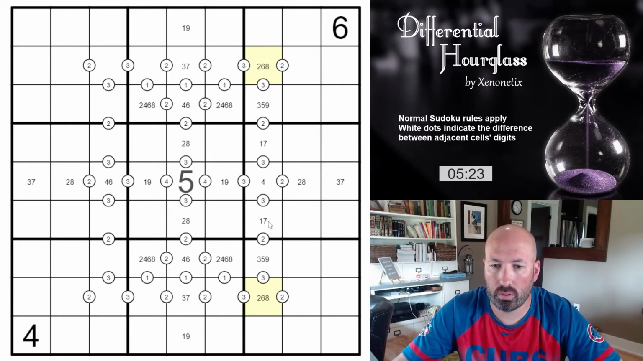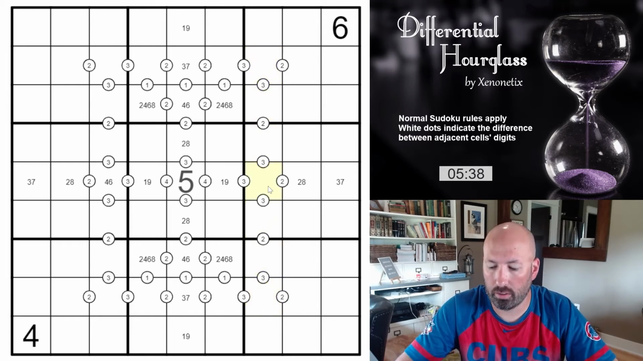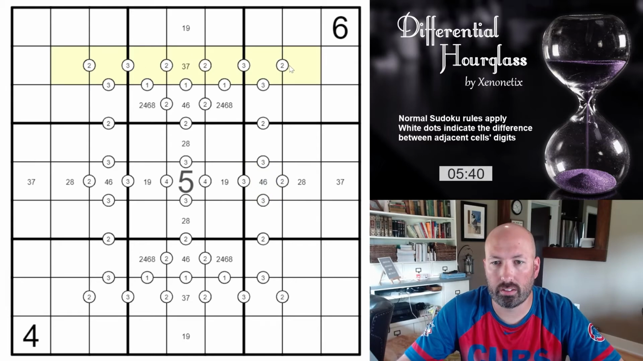4, 1, 3, 6, 4, 7. Yeah, there's quite a few options there actually. All right, I'm gonna change my mind and go back. Just put the 4, 6 in there. I'm gonna look at these across ones instead.